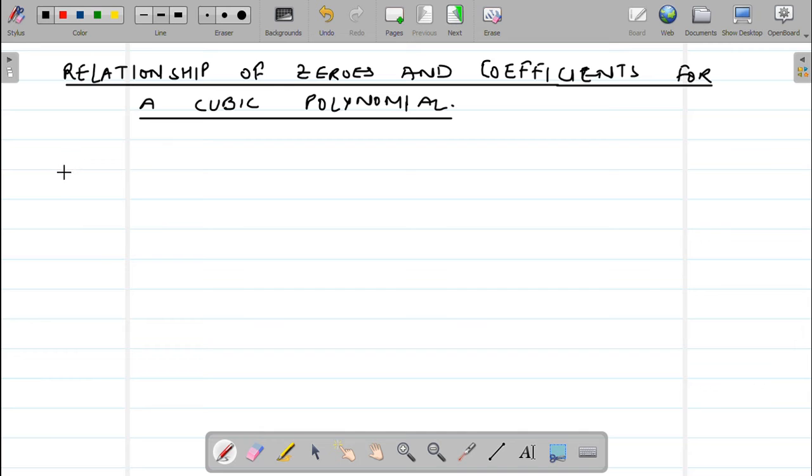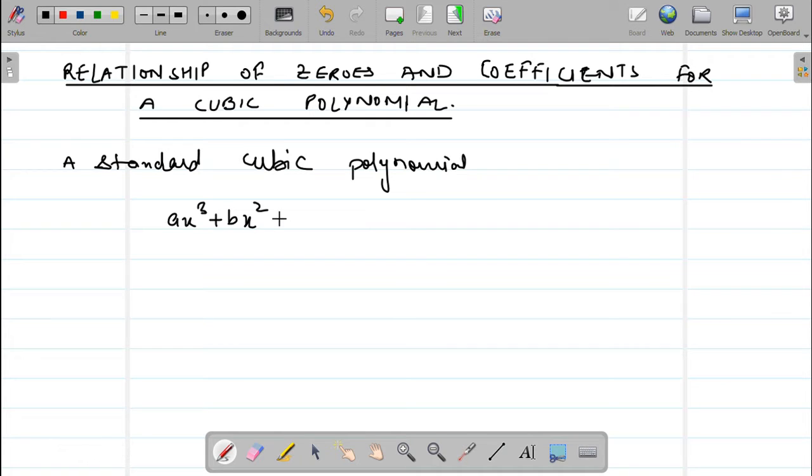Good morning, students. Taking further the polynomials chapter, today we'll do the relationship of zeros and coefficients of a cubic polynomial. A standard cubic polynomial, if I write it generally, is given by ax cube plus bx square plus cx plus d. This is a cubic polynomial because the degree of the polynomial is 3, right?